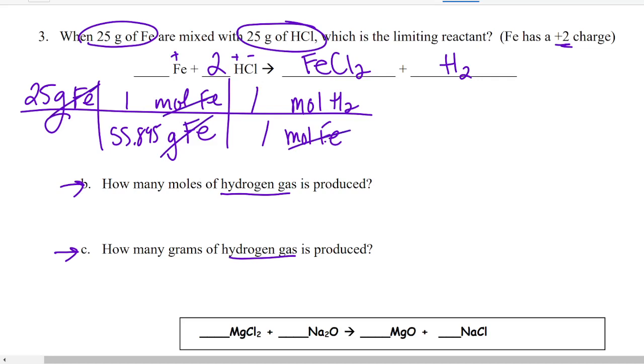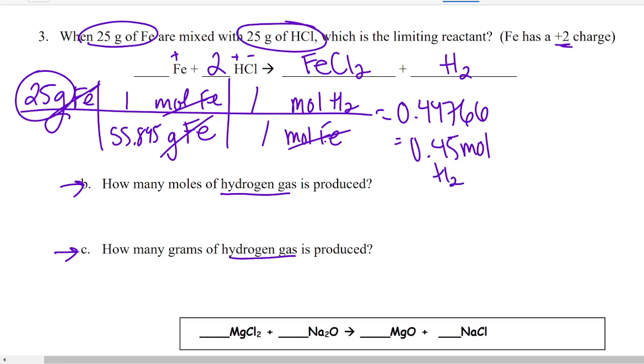So then I have to do 25 divided by 55.845, and that gives me 0.44766, which would, with sig figs, be 0.45 moles of H2. Okay, so that's how many moles of H2 I could produce from that much iron.